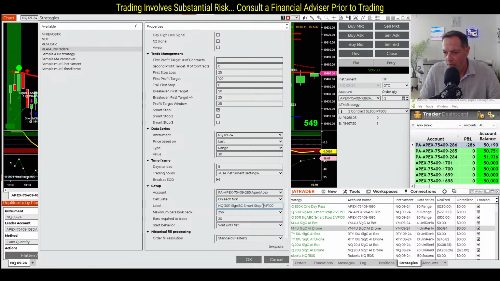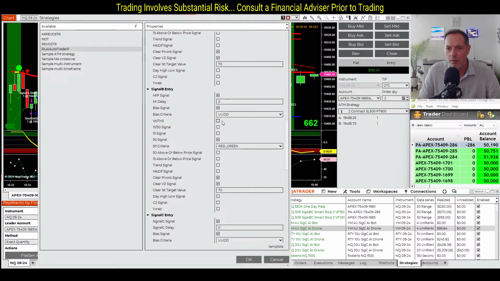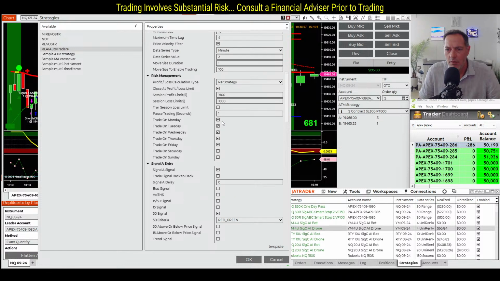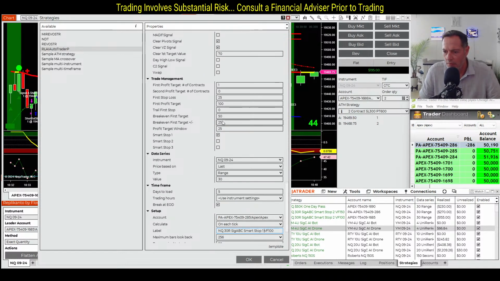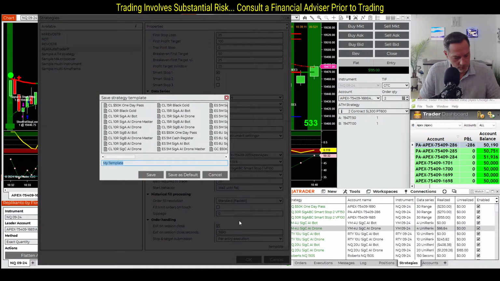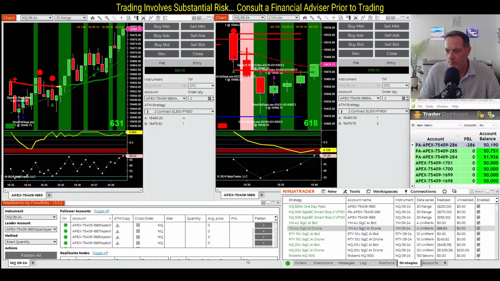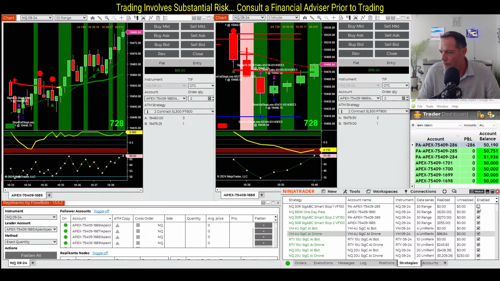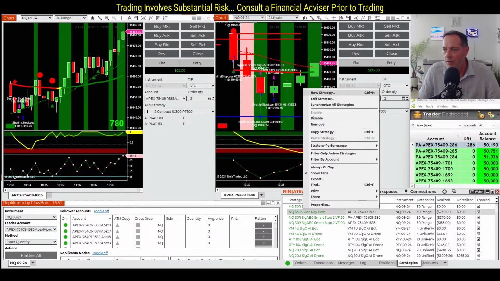So Smart Stop 1, signal A, B, and C. In my velocity filter, what do I call it? Price velocity. So the velocity filter is 100. I'm going to get them all going on that same one.